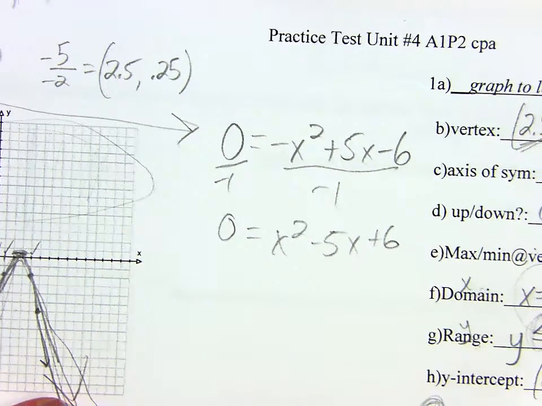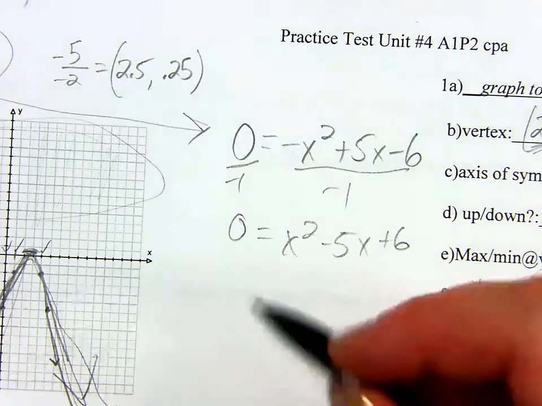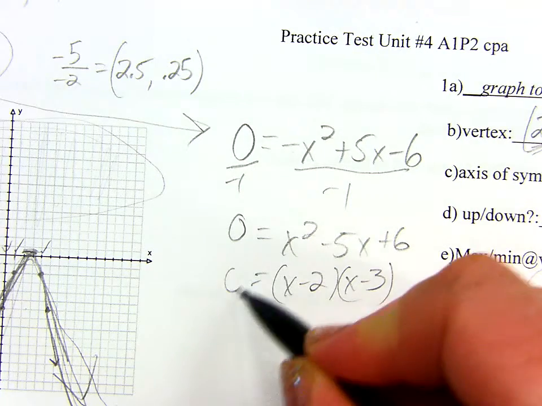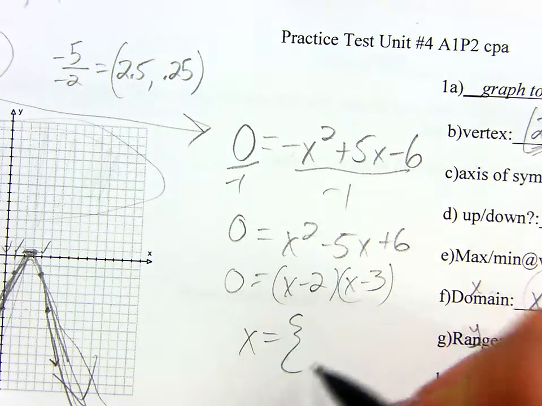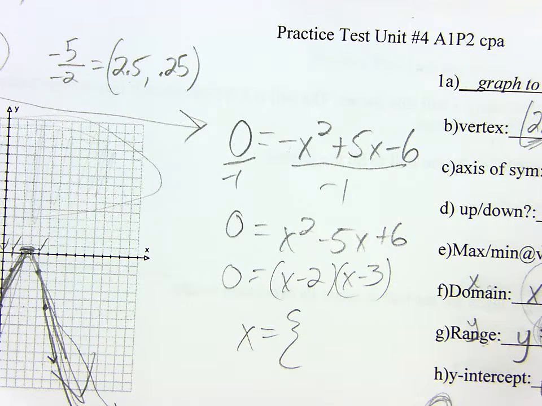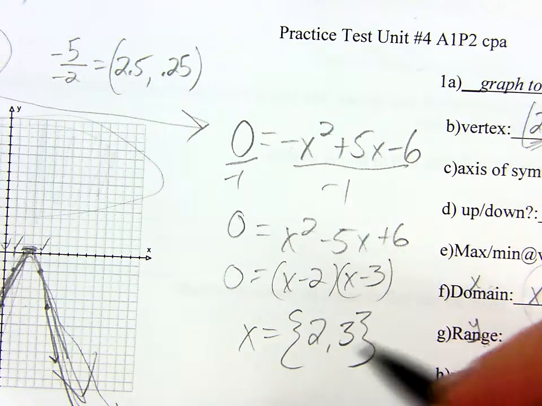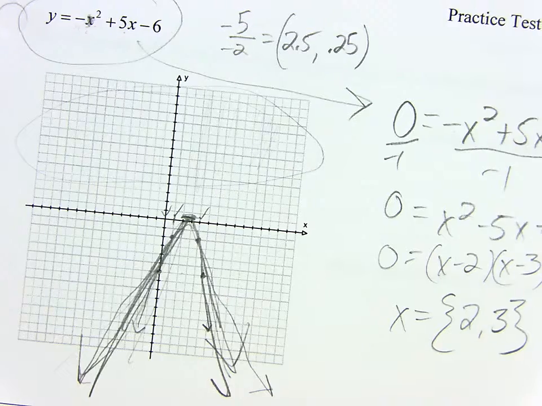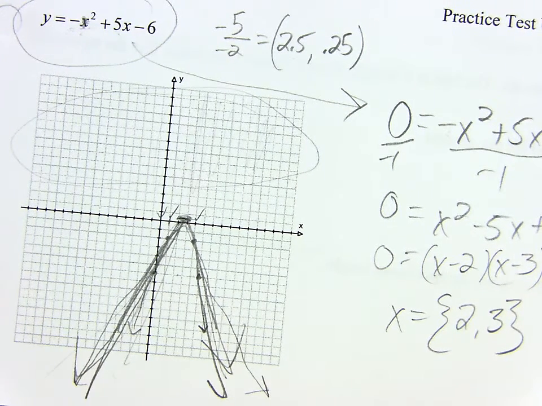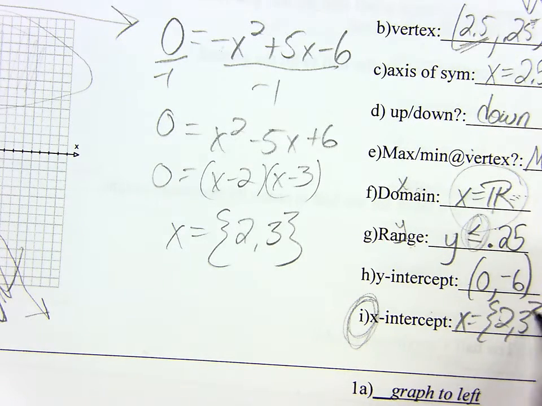Are there factors of +6 that add to -5? -2, -3, you got it. So that means my x-intercepts are actually at 2 and 3. Look at your graph. I know I've drawn all over mine, but look at your nice graph. Doesn't it look like it's crossing the x-axis at 2 and 3? Yes. Yeah, so that's absolutely reasonable. 2 and 3.